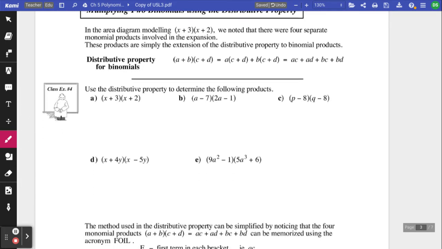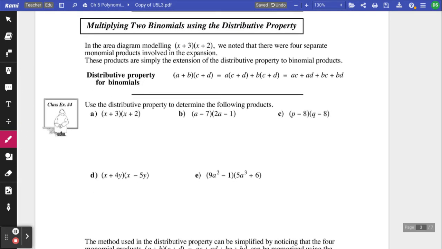The other way to do multiplying two binomials: I've showed you how to do it using algebra tiles. I've showed you how to do it with that little chart thing, or you can do it using the distributive property. The distributive property is probably what I go to the most often, because I've never done that little chart thing before. That was kind of cool, but that was new to me.